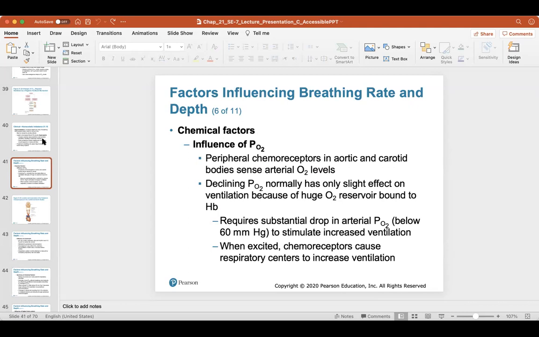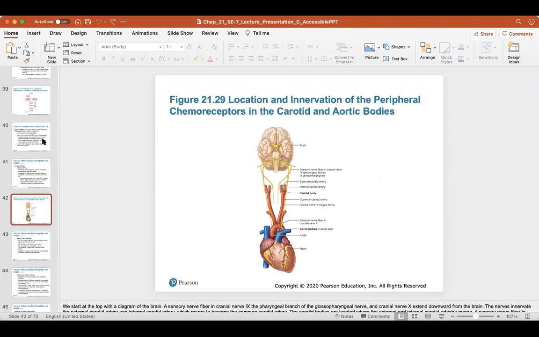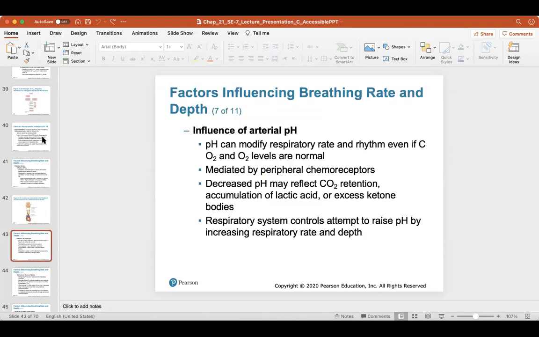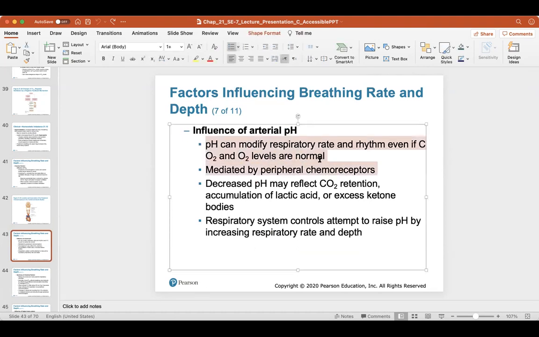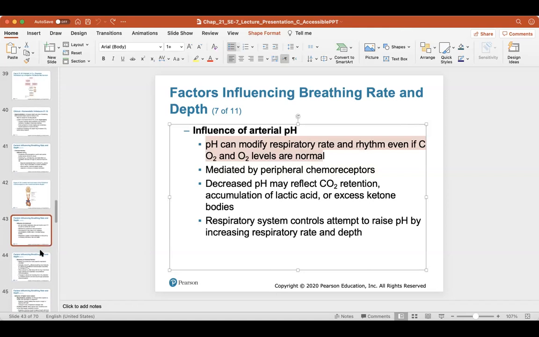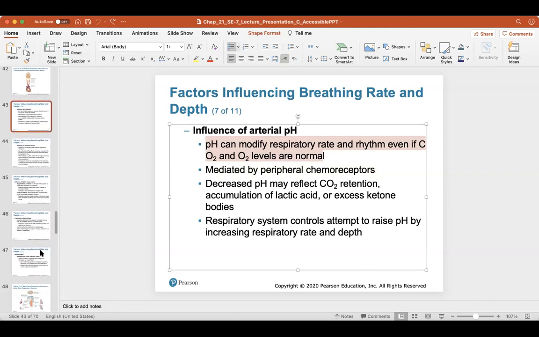The influence of oxygen is not as common a factor influencing breathing rate and depth. And this is the location and innervation of the peripheral chemoreceptors in the carotid and aortic bodies. pH can modify the respiratory rate and rhythm, even if carbon dioxide levels are normal. And this is mediated by peripheral chemoreceptors. Decreased pH may reflect carbon dioxide retention, accumulation of lactic acid, or excess ketone bodies. The respiratory system attempts to raise pH by increasing respiratory rate and depth.